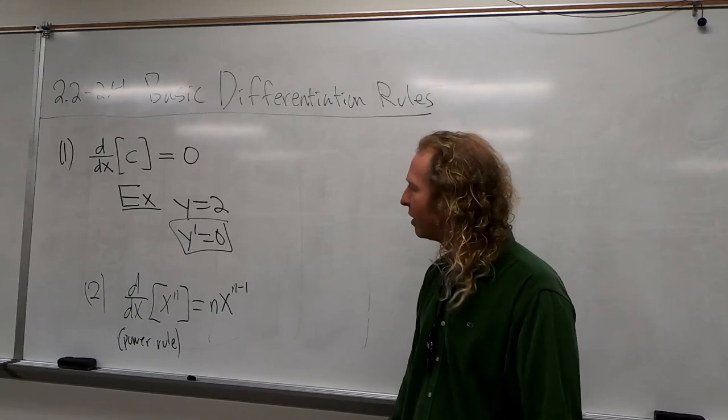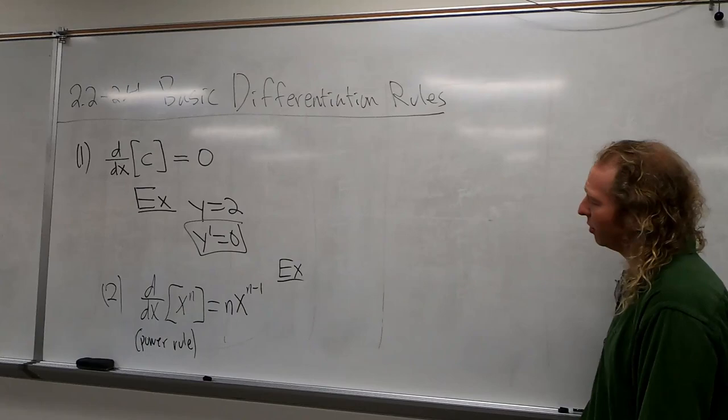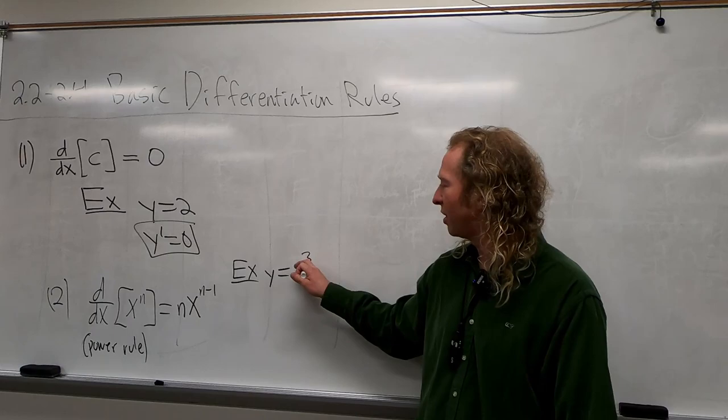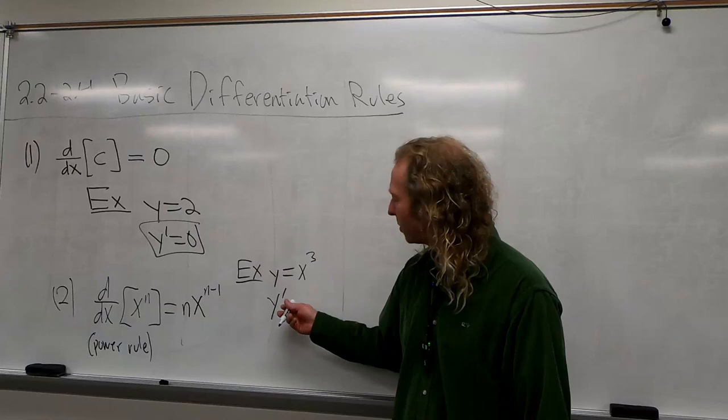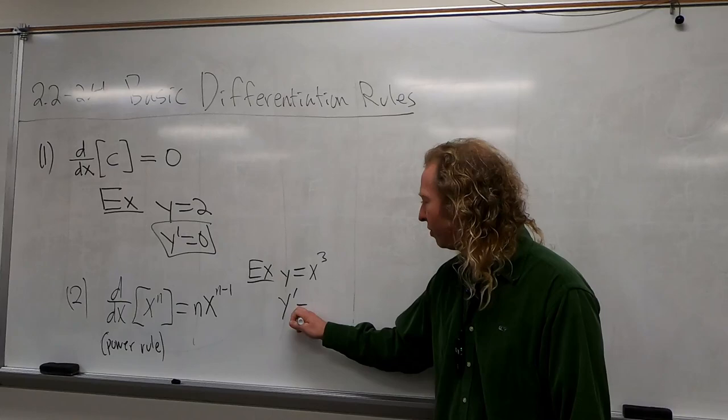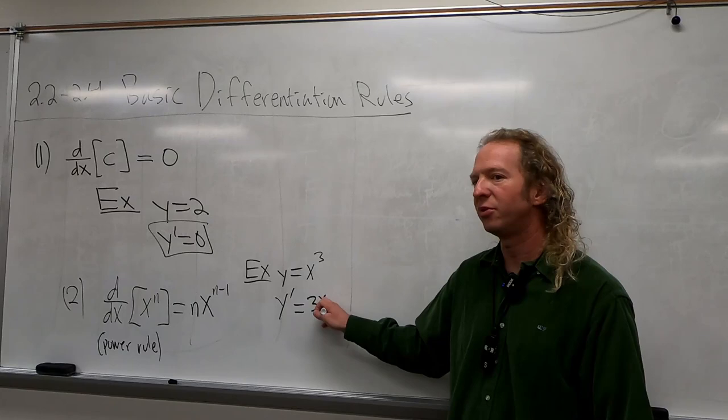Okay, let's do an example right away. So ex means example. I'll call it y just to save time. So y equals x cubed. We'll find the derivative of x cubed using this power rule formula. So y prime. You put the prime when you're taking the derivative, so it's really important. Then you put the 3 in the front, and you're left with x to what power in this case? x squared. Very good. And that's it.